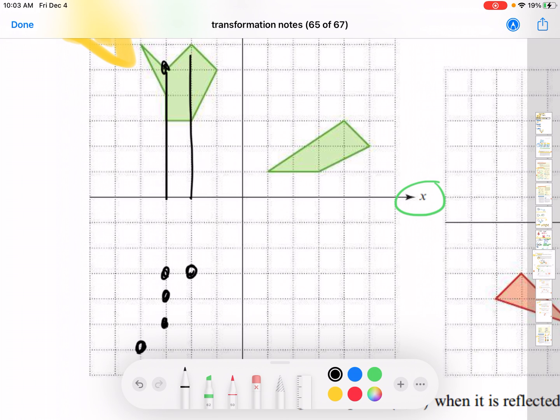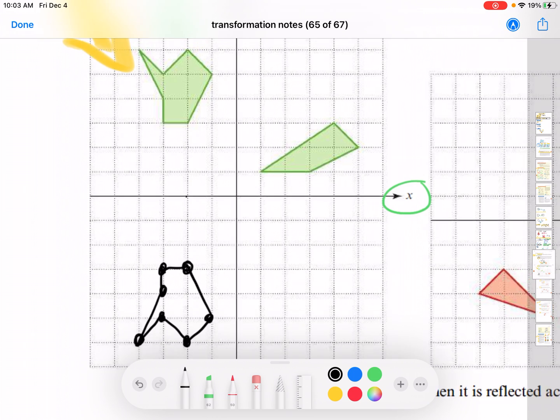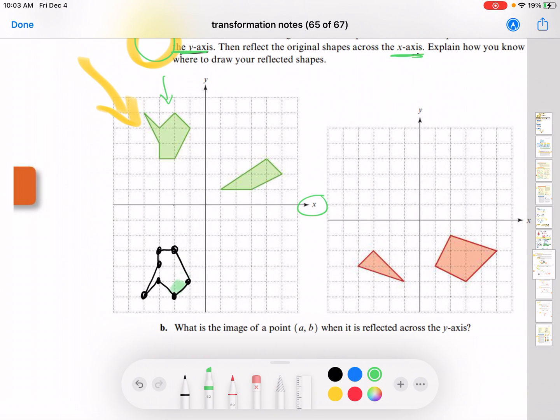This is 6 units up. It must come 6 units down. This is 5 units up. It must come 5 units down. And then I got to connect these pieces in the same way they were connected before, which looks like this, and then out to here, and then back to here, then up to here, and over to here, and back down to here. And so this shape should look identical to this shape, just reflected across the x-axis. The x-axis is our line of symmetry.